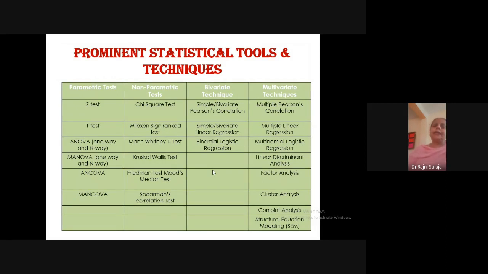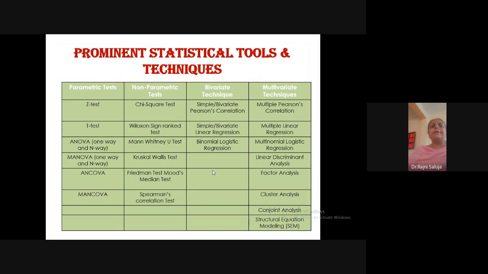Then there are multivariate techniques and bivariate techniques. Bivariate means when two variables are involved. Multivariate means that when a number of variables are involved, one is dependent, one is independent, and the others are all dependent variables. So those are the multivariate techniques that have to be applied.